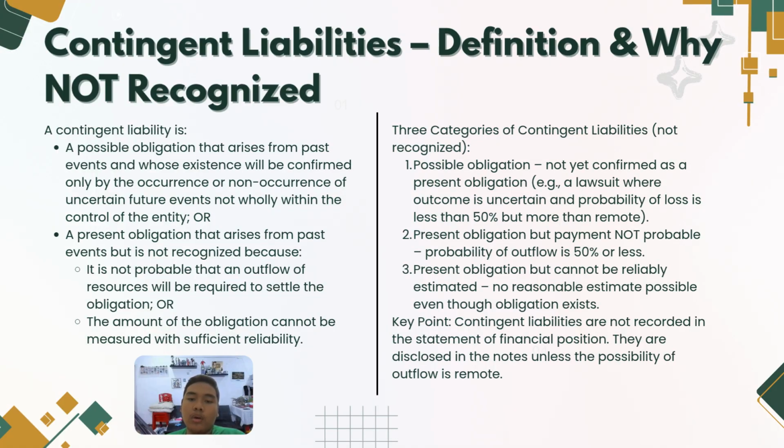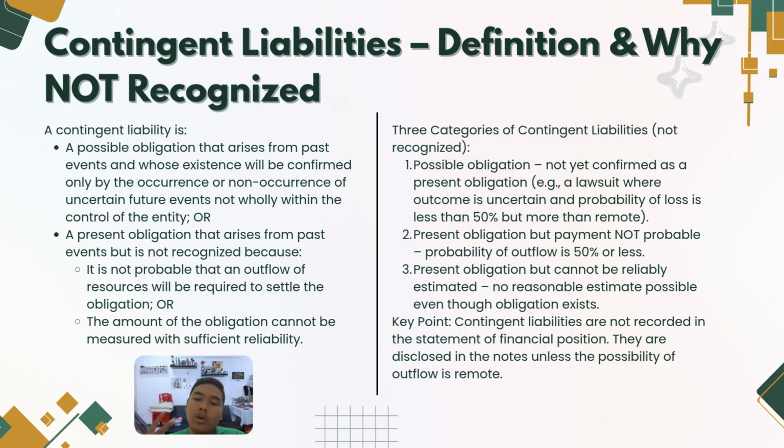Okay, now let's talk about contingent liabilities. A contingent liability is defined in two ways. First, it can be a possible obligation from a past event, but its existence will only be confirmed by an uncertain future event that the company does not fully control. Second, it can be a present obligation from a past event that is not recognized. And why is it not recognized? Because either it is not probable that money or resources will need to be paid, or the amount cannot be reliably measured.